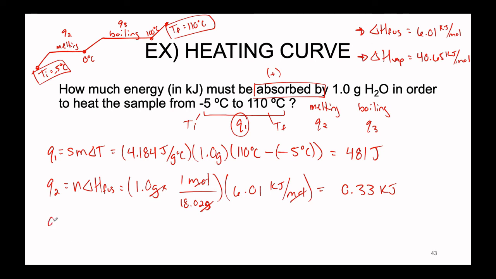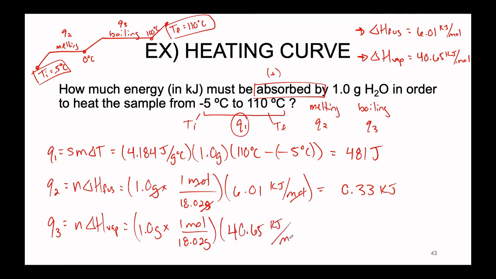We're going to use our enthalpy of vaporization to solve for Q3, which is also going to be equal to n times delta H, in this case vaporization. All right, so our 1 gram is going to be, again, turned into moles using our molar mass, which is 1 mole per every 18.02 grams. And here we insert our 40.65 kilojoules per mole to find a total of 2.3, or not kilograms, kilojoules of heat needed to be inserted into this 1 gram of liquid water to turn it into a gas.